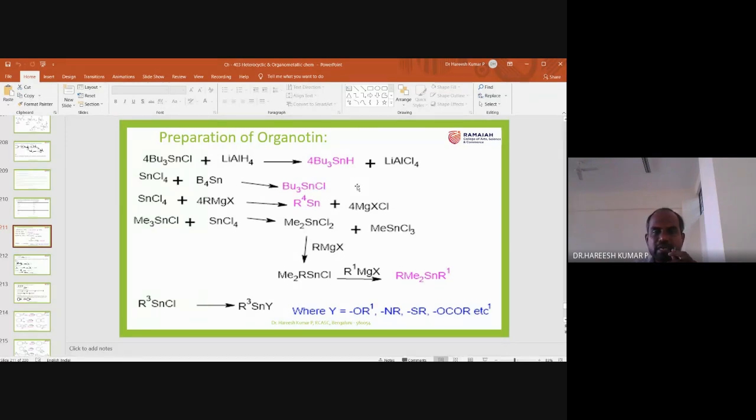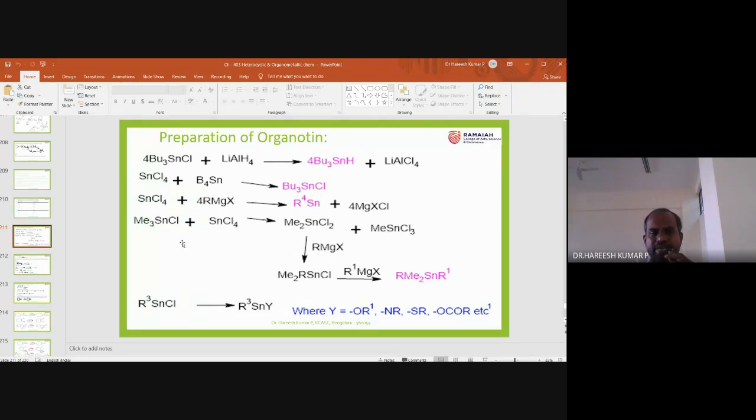Similarly, if you want to know how the tetrabutyl tin is obtained, tetrabutyl or tetraalkyl tin can be obtained starting with stannic chloride and RMgX. RMgX means alkyl magnesium halide. That is how a tetraalkyl stannic compound is obtained.